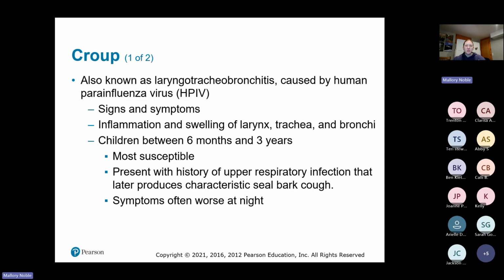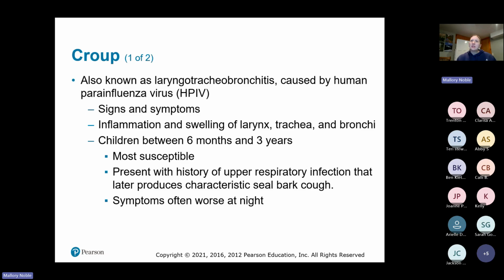Croup. Okay, so this is one of the first ones that we actually need to really highlight here. So croup has a very characteristic seal bark cough associated with it. So anytime you see seal bark cough, whether it's a question on the National Registry or on the exam or on quizzes, we should be thinking croup.